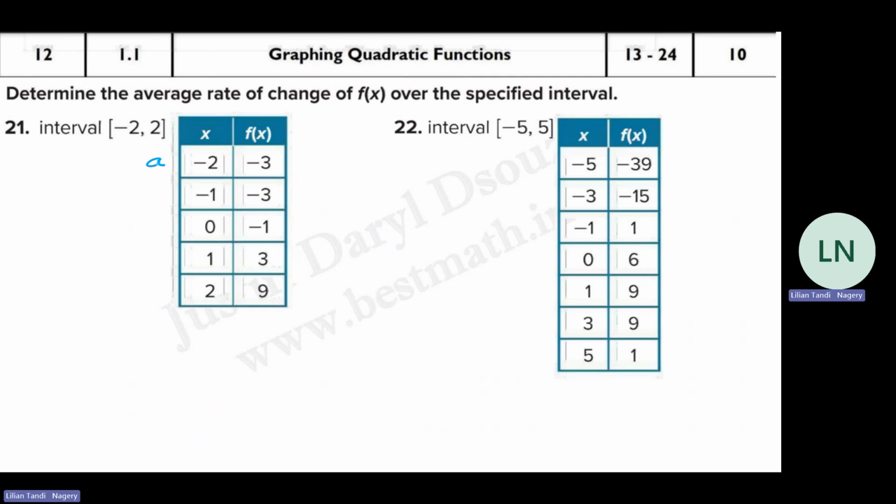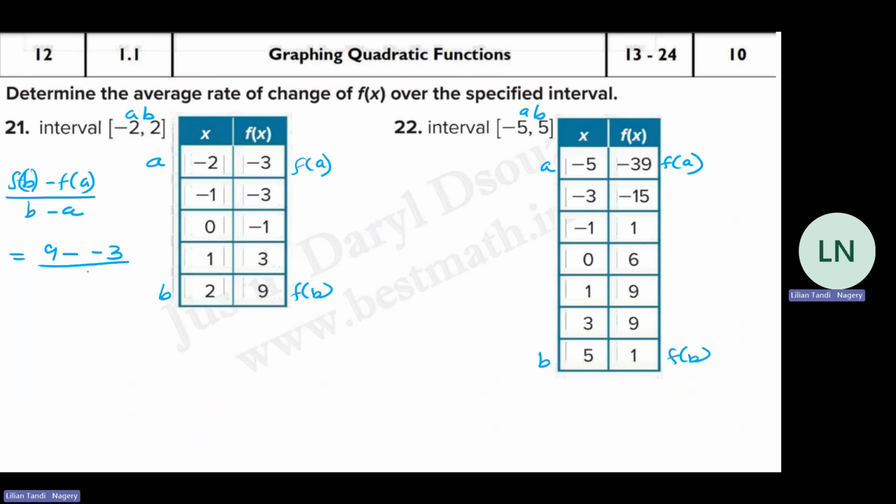Okay, so this is the A, this is B, this is F of B, this is F of A. F of B minus F of A over B minus A. This is your A, this is your B. F of B, 9, minus negative 3 over 2 minus negative 2. 9 plus 3 should be 12. And that should be 4, and that should be 3.